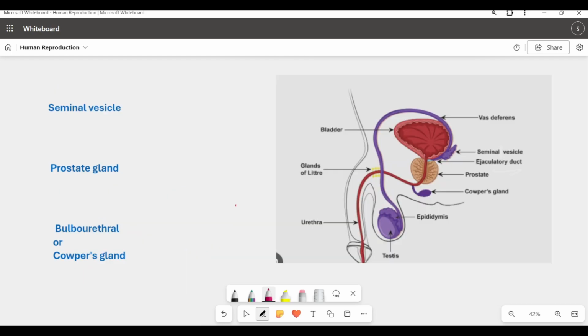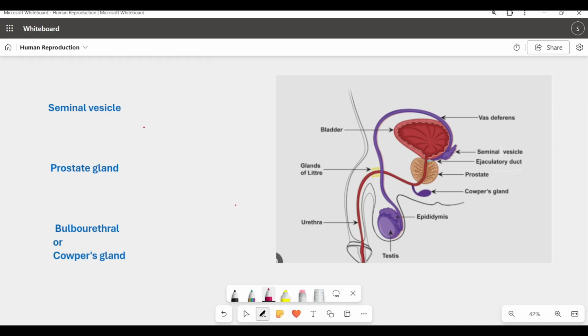So we spoke about the primary sex organ. The primary sex organ is the testis, which produces the male gametes and the hormones. Now let's move on to the secondary sex organs. The secondary sex organs are the accessory duct system and the glands. We are going to talk about the glands first.